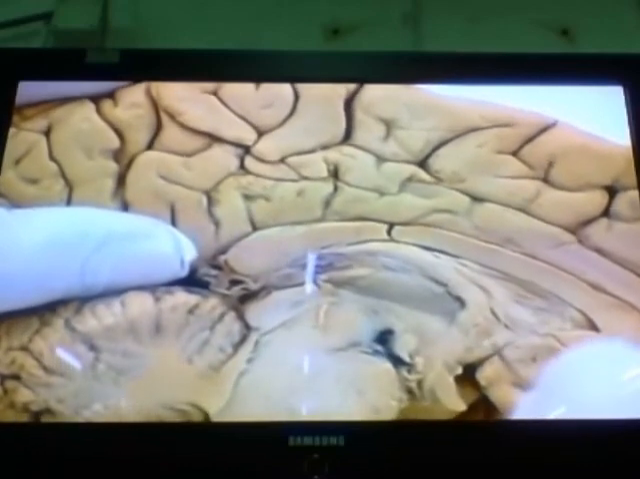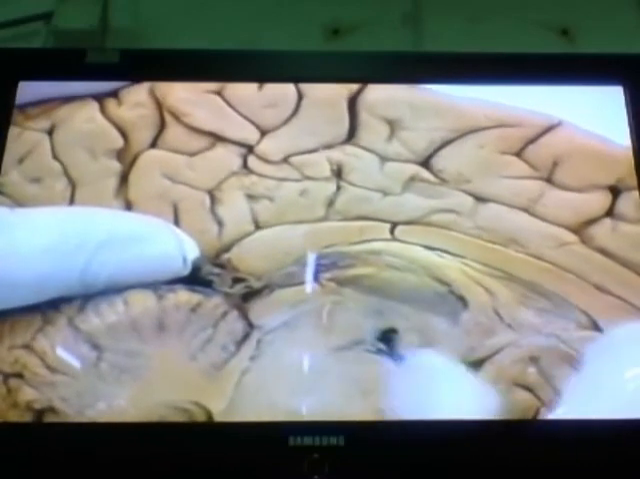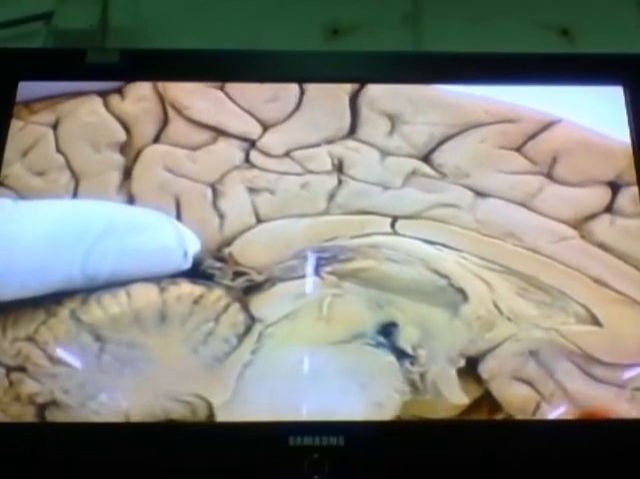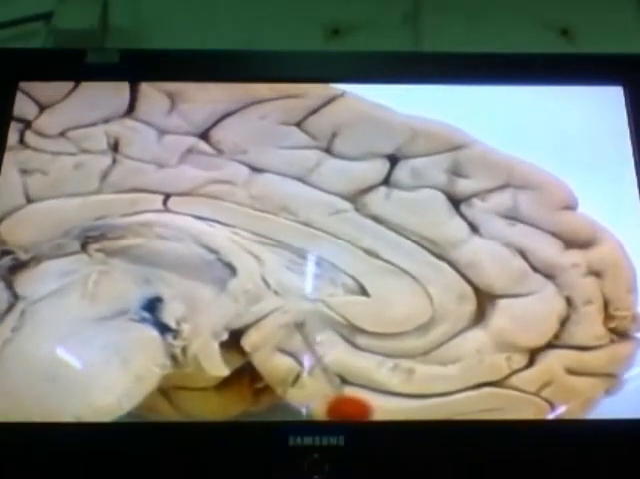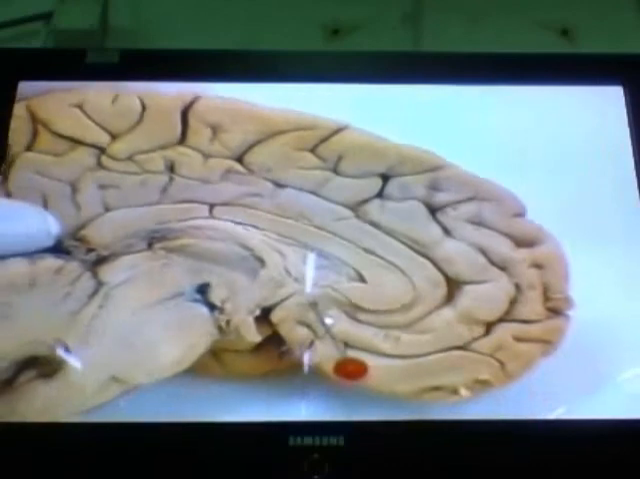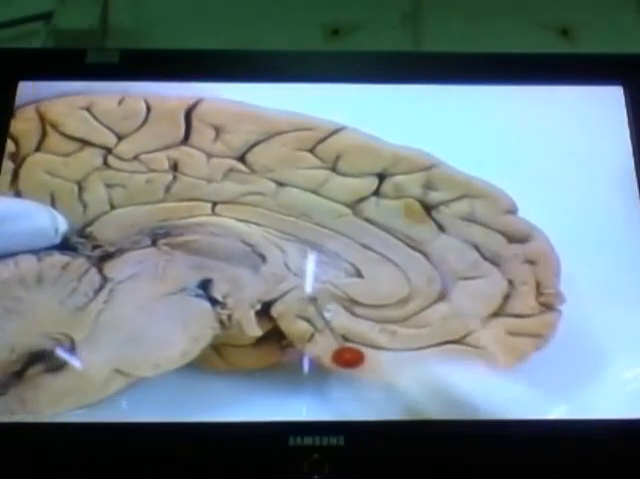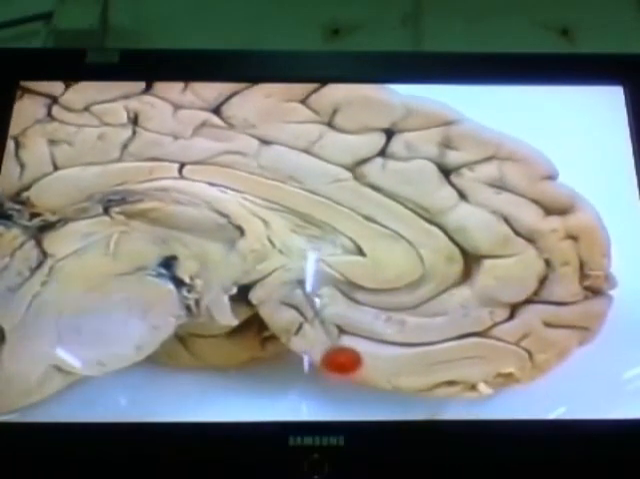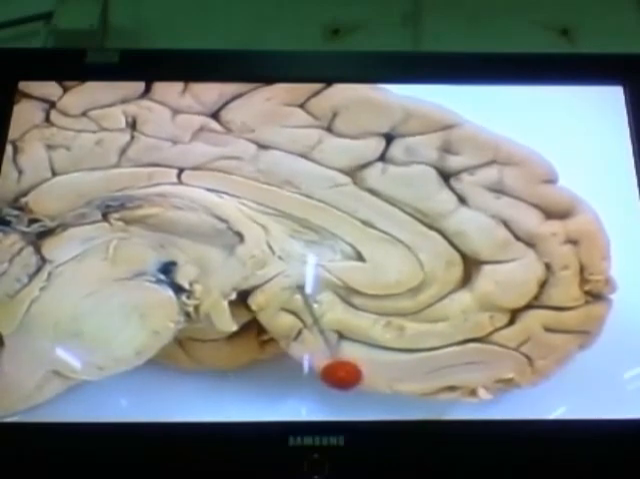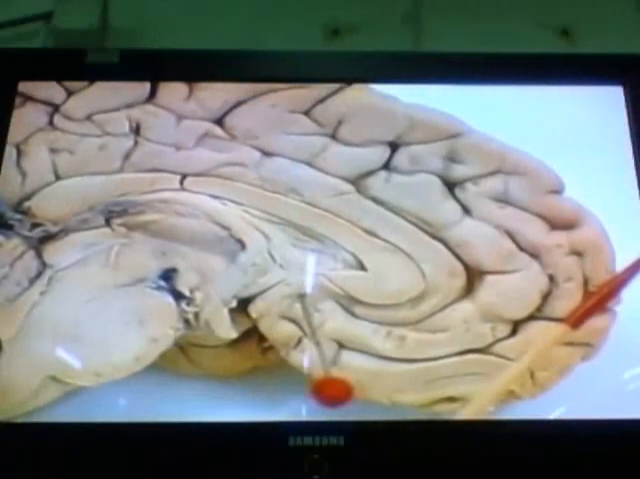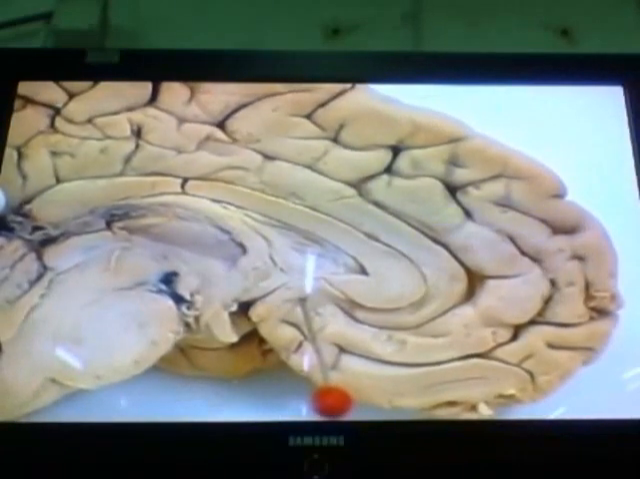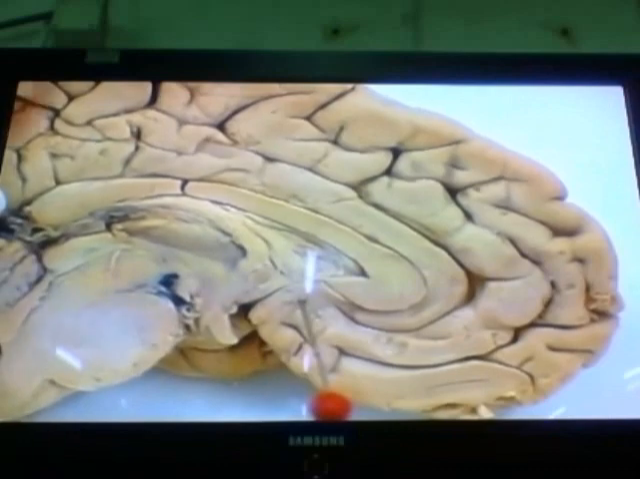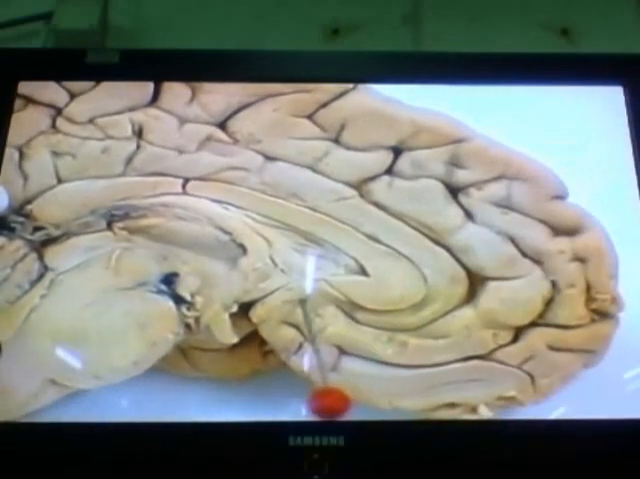Chantal, what's one of the main outputs of the septal area? The medial forebrain bundle, connecting what to what? Septal area to hypothalamus. Okay? There's another big road that passes through the septal area, right through the hypothalamus, going down into the brainstem. A massive road, a big highway, going right through from the septal area to the hypothalamus.